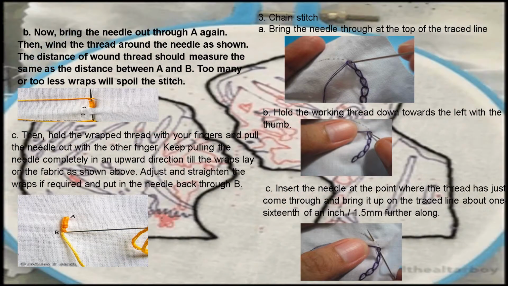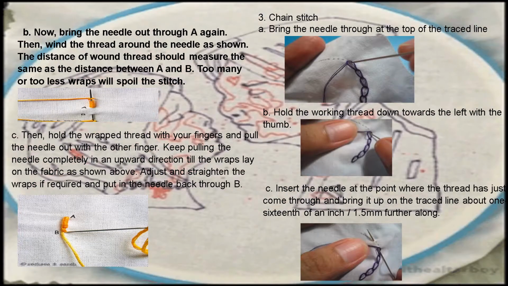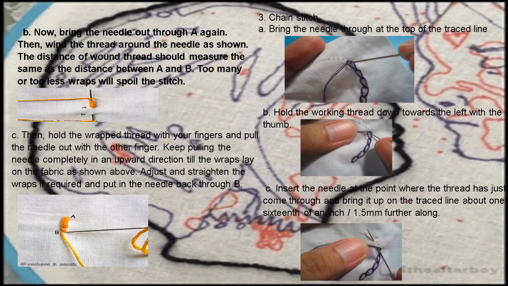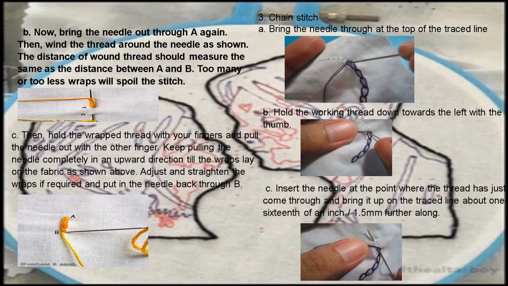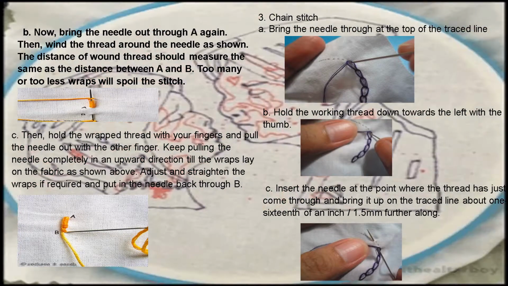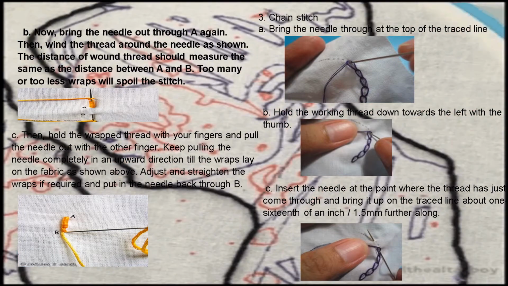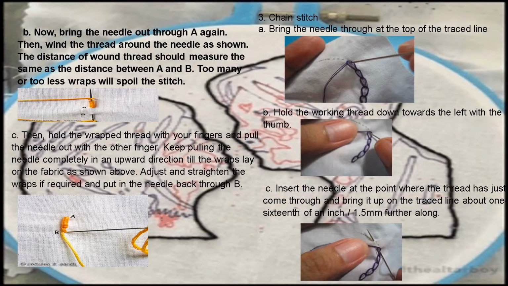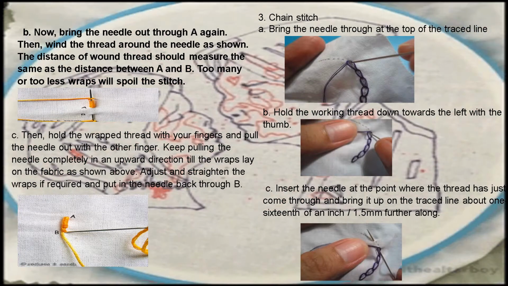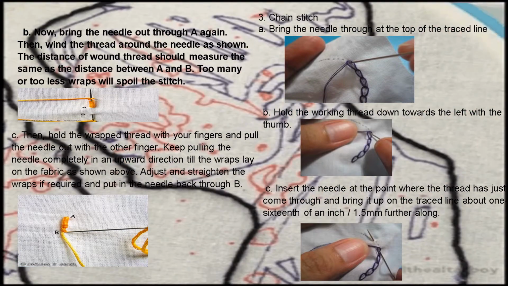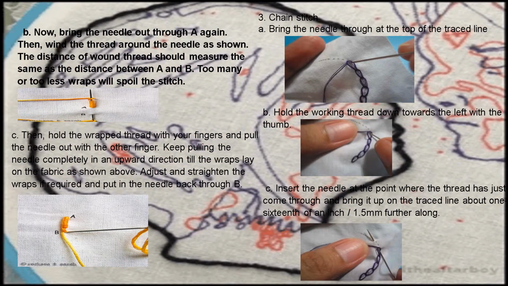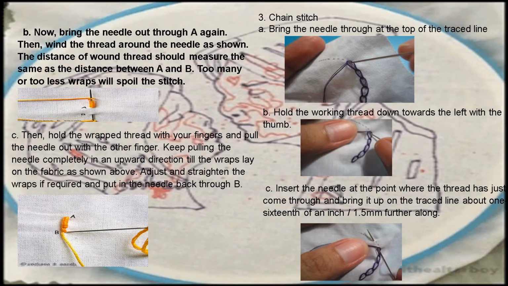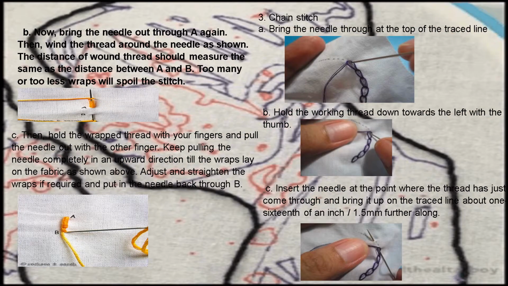The distance of one thread should measure the same as the distance between A and B. Too many or too few wraps will spoil the stitch. Then next, hold the wrap thread with your fingers and pull the needle out with the other fingers. Keep pulling the needle completely in an upward direction till the wraps lay on the fabric as shown above. Adjust and straighten the wraps if required and put the needle back through B.